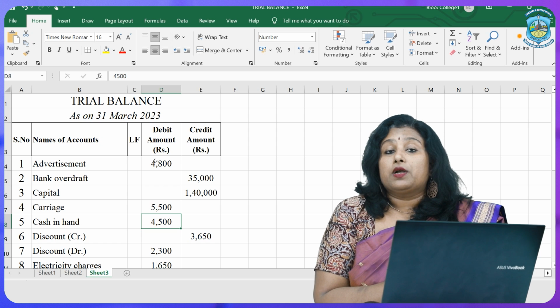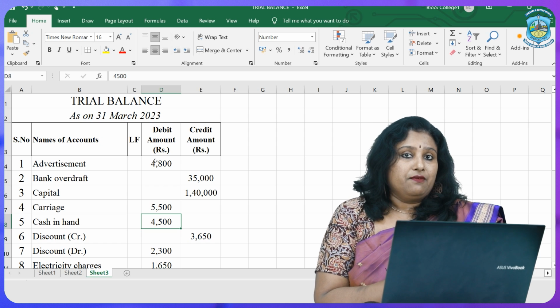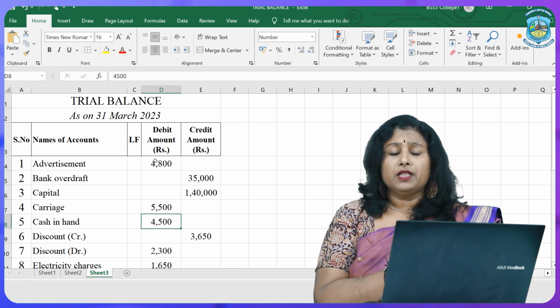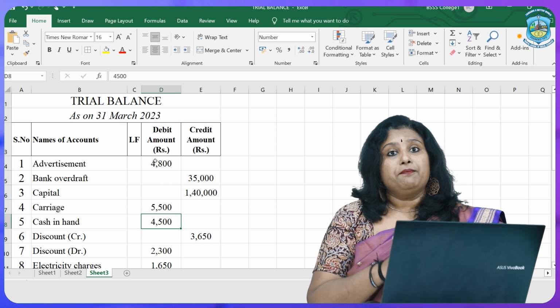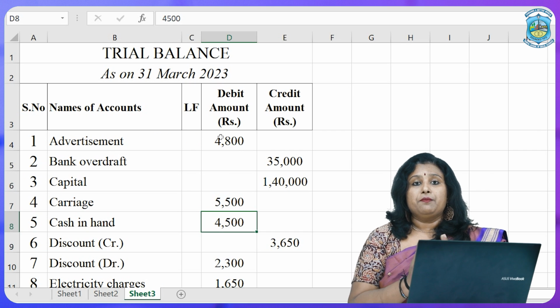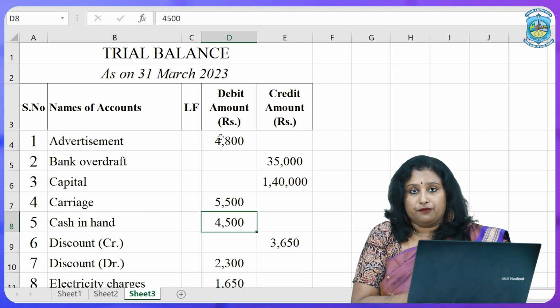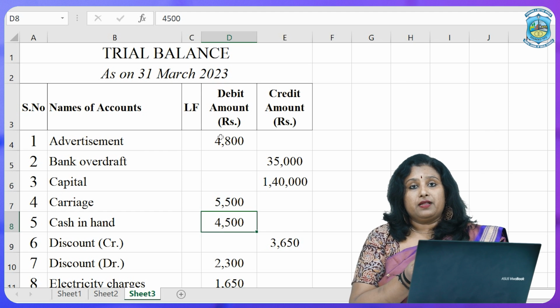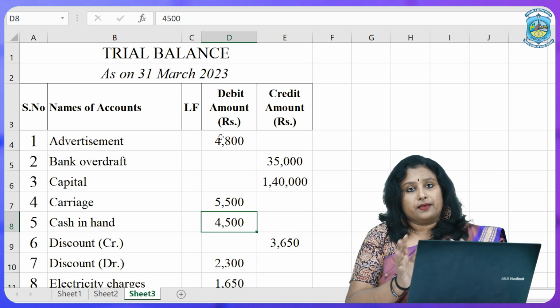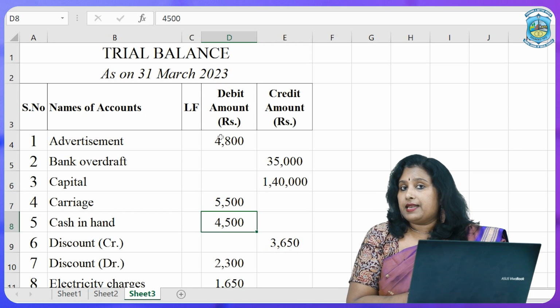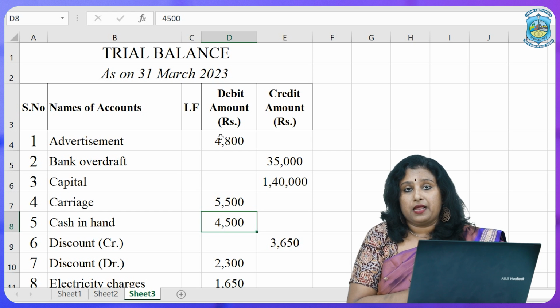Now, you must be wondering what are the errors that are not detected by even preparing trial balance. There are certain errors like complete omission. Fine. Complete omission means if you have forgotten or omitted to pass a journal entry itself. Now, that did not affect the debit side or the credit side together. Therefore, such type of errors can never be found by preparing trial balance. Right. So, that is one of the limitations of trial balance.